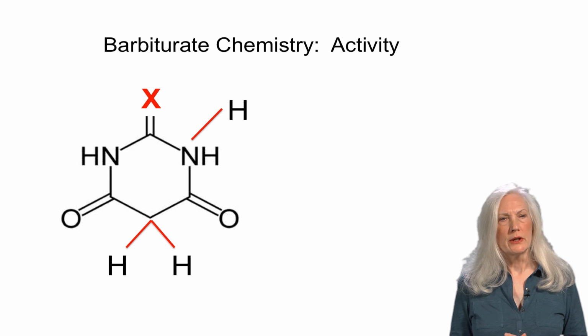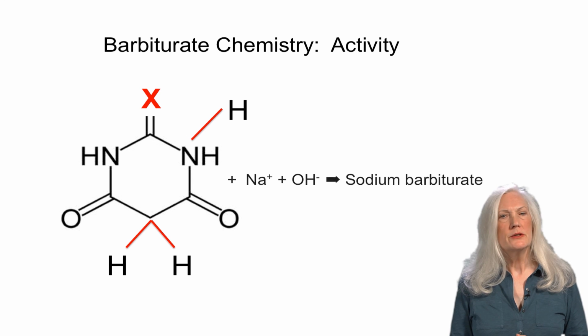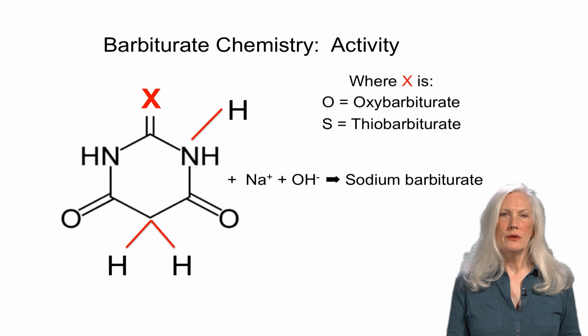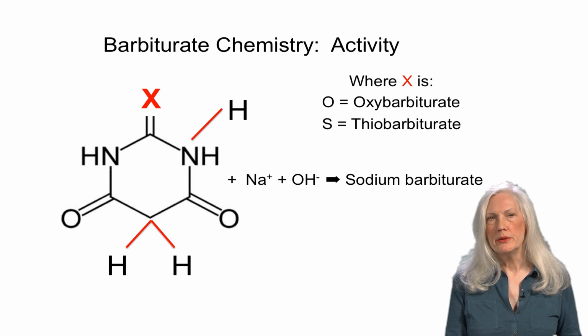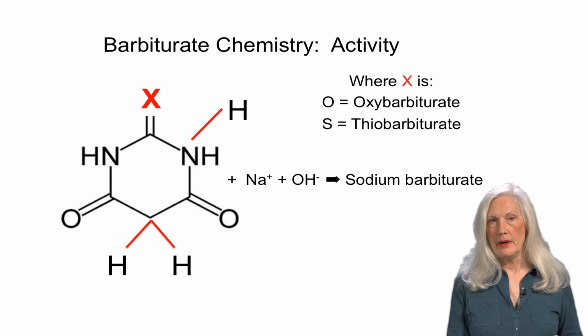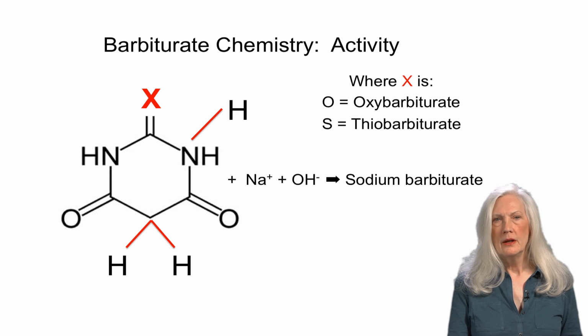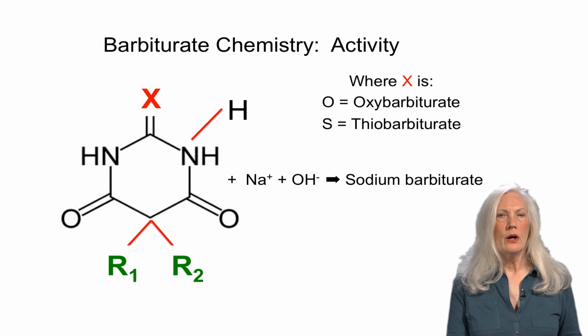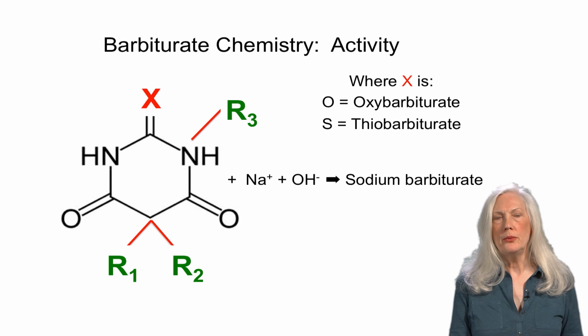Let's take a look at the structures. Barbituric acid is a weak acid, so it's put into solution using sodium hydroxide. It can be either an oxybarbiturate with oxygen, where the X is indicated, or a thiobarbiturate with sulfur in that position. But even when it's in solution, it's not active as a depressant compound. In order for barbituric acid to be pharmacologically active, it needs to have substitutions at any of these three positions where R1, R2, or R3 replace the hydrogen ion.